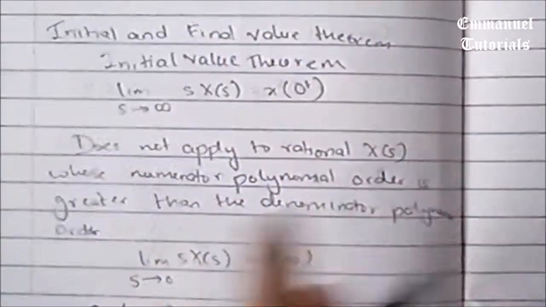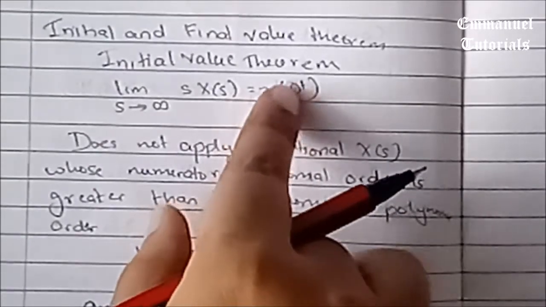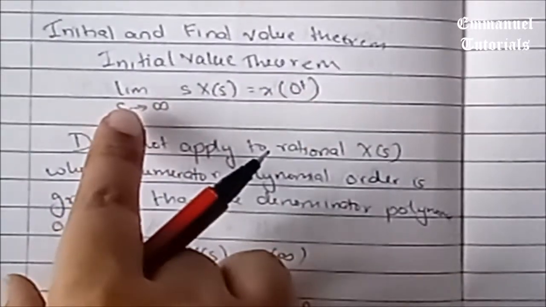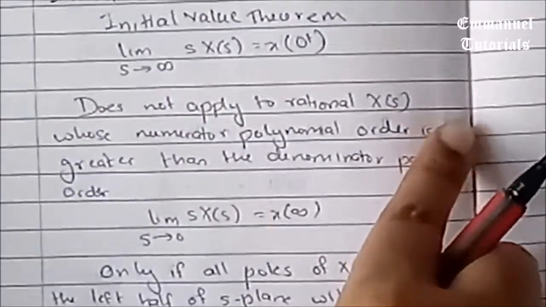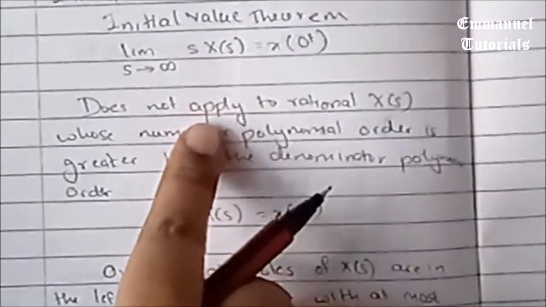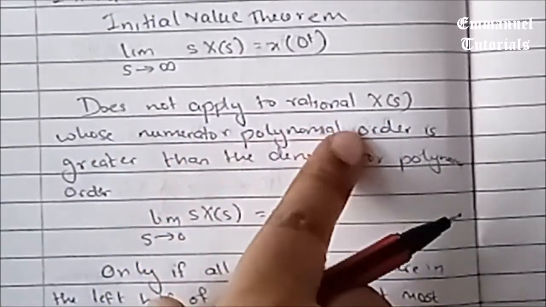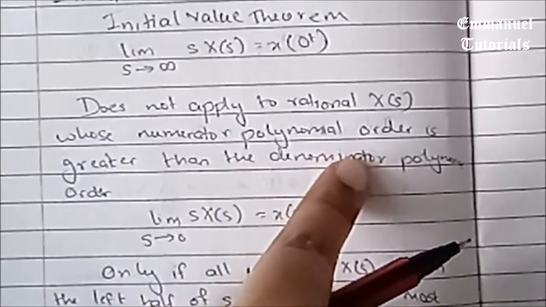So usually they'll ask you what is the initial value and what is the final value. So for initial value, you'll say x of 0 is x of 0 plus is equivalent to limit s tends to infinity s into x of s. And what you have to remember is that this initial value theorem does not apply to rational x of s whose numerator polynomial order is greater than the denominator polynomial order.